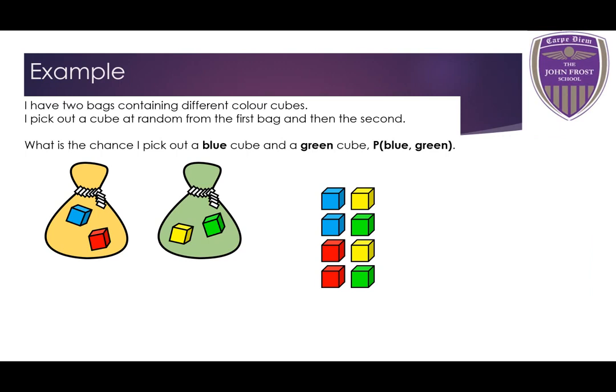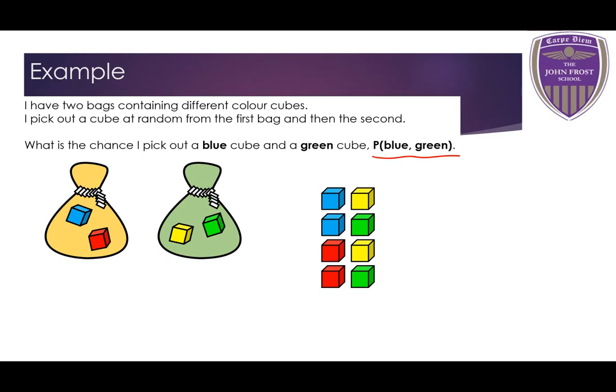So, for example, I have two bags containing different color cubes. I pick out a cube at random from the first bag and then the second. What is the chance I pick out a blue cube and then a green cube? So in other words, we're trying to find P of blue and green, okay?